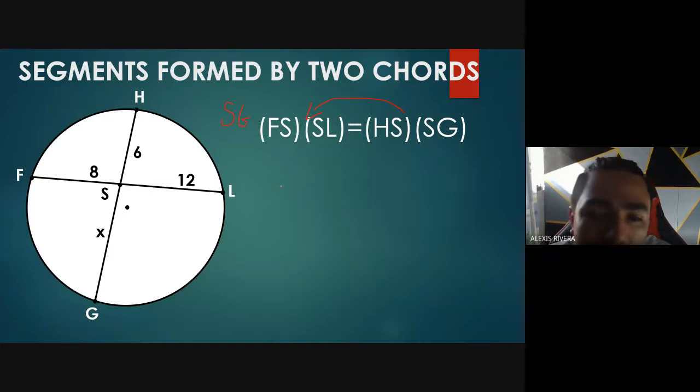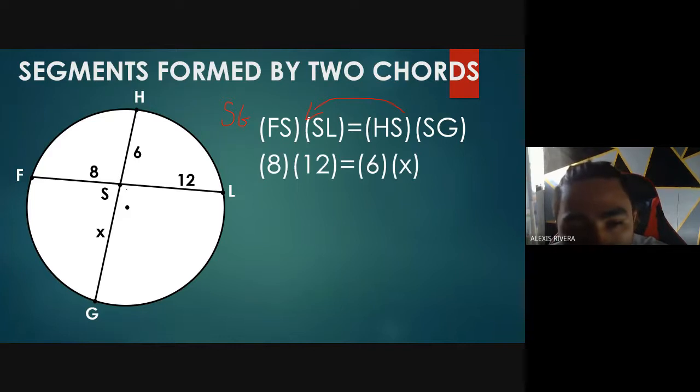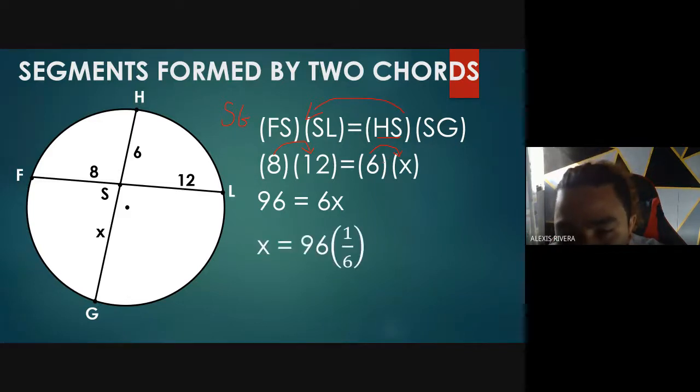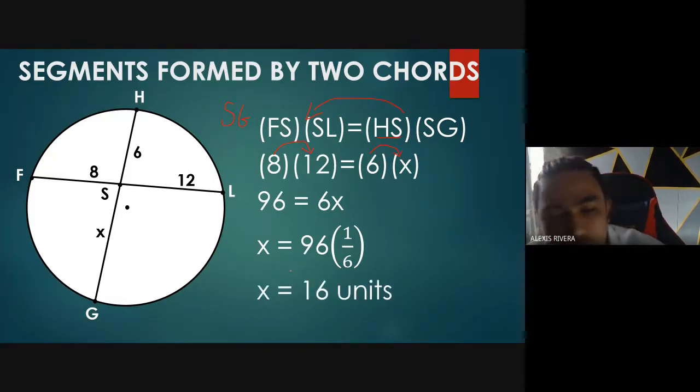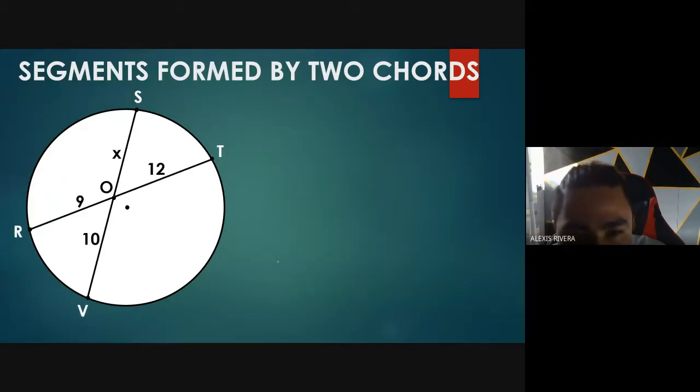Okay. So kung gagawin natin yan, substitute lang natin, the value of FS is 8. And the value of SL is 12. Ayan, sinubstitute. Equals HS, which is 6, and SG, which is X, the missing one. So perform the operations. 8 times 12, that will give us 96, and equals siya sa 6x. Okay, divide sa 6 or times sa 1 over 6, we have 16 units. So the answer is 16 units. Ganun lang kadali. Last one.